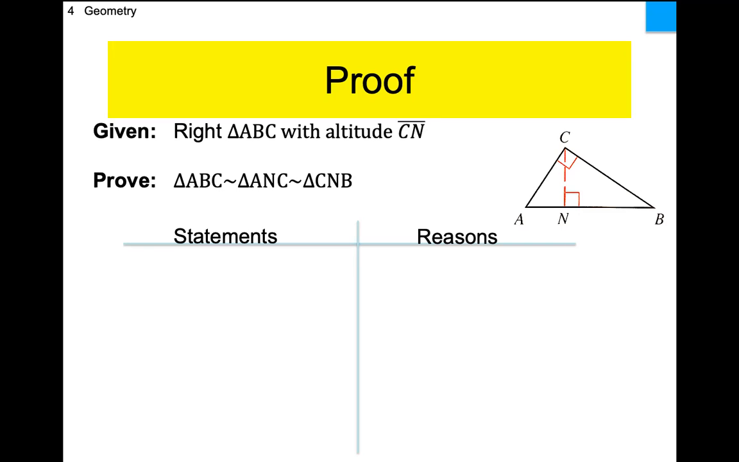Okay? So what is it asking us to prove here? It's asking us to show that apparently there's three triangles here and that they're all similar.